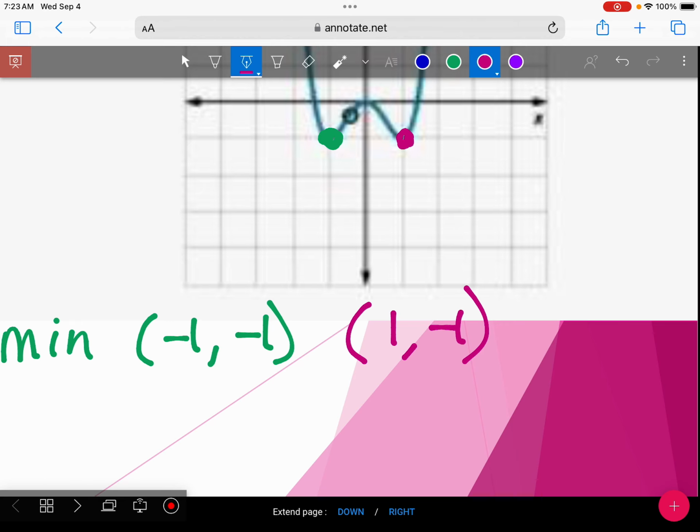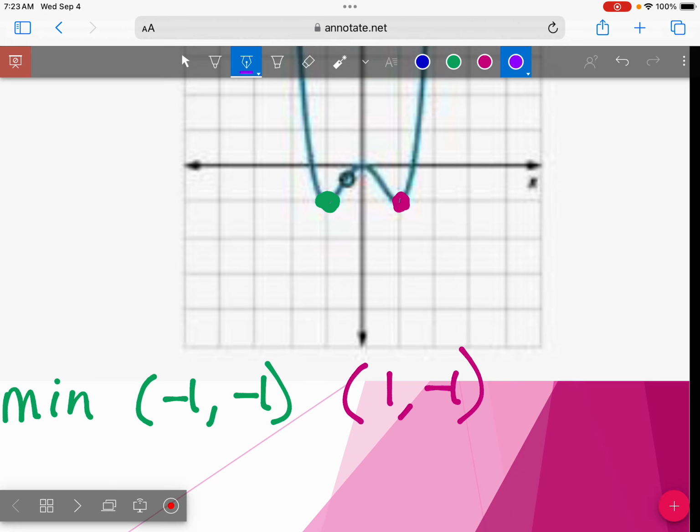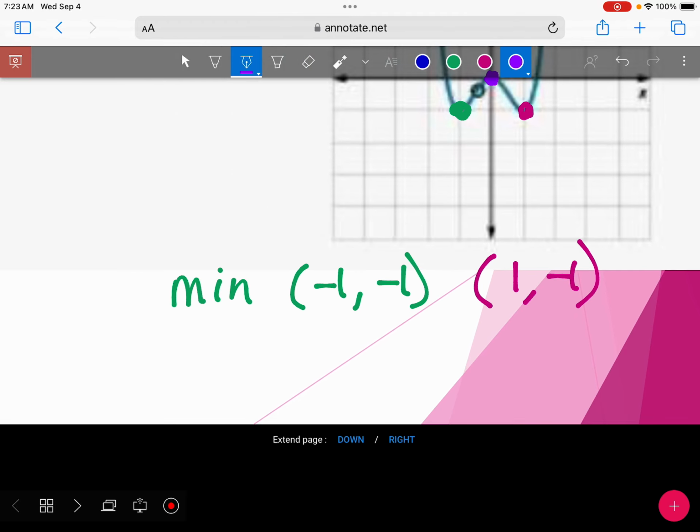Last one. Yep, at 0, 0, we have a maximum. Is it an absolute maximum or a relative maximum? It is a relative maximum because it does go higher at some point. Okay? Questions on these guys?